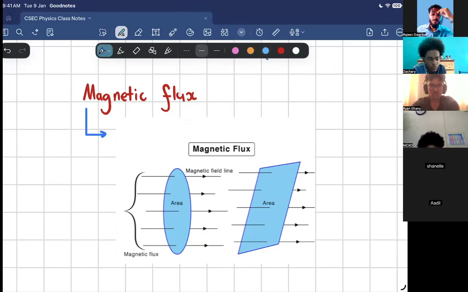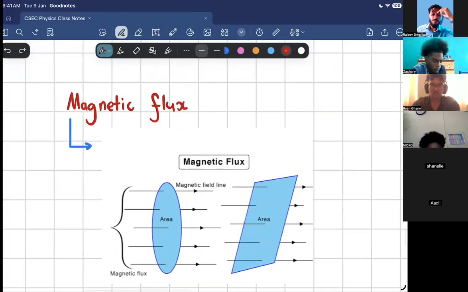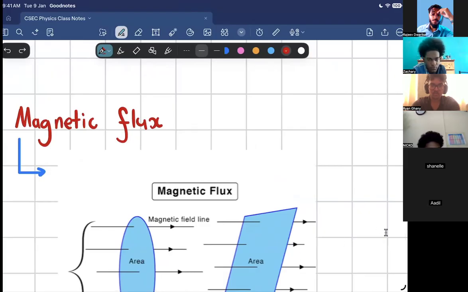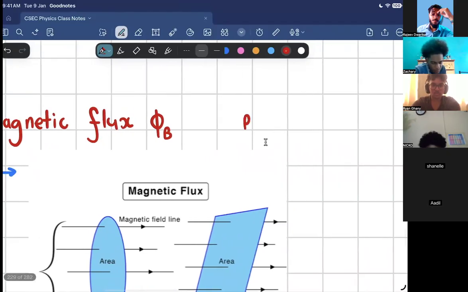I'm teaching you some extra stuff here. Nobody is going to learn this in secondary school. The symbol for magnetic flux is given by phi B. That's the symbol for magnetic flux. Where did B come from? When you're indicating magnetic field, you typically use B. B represents magnetic field.